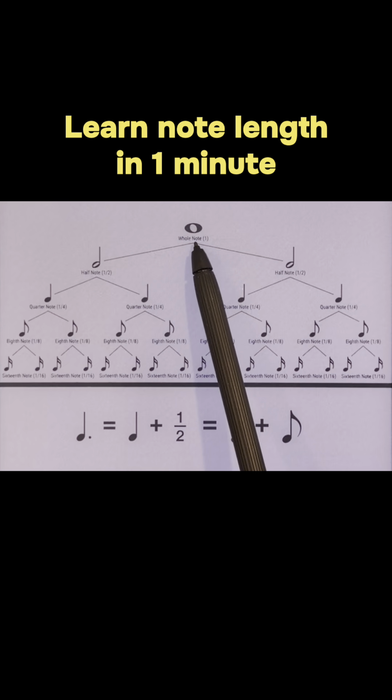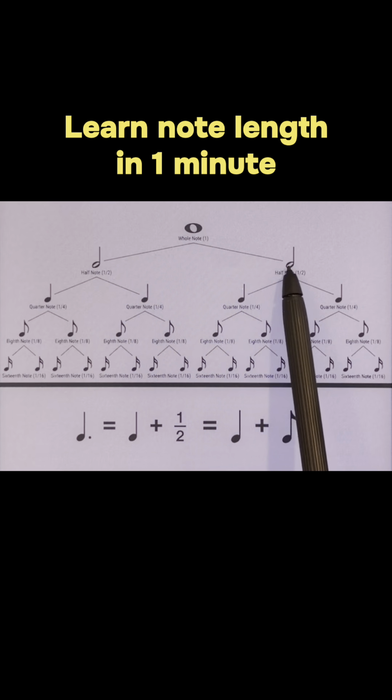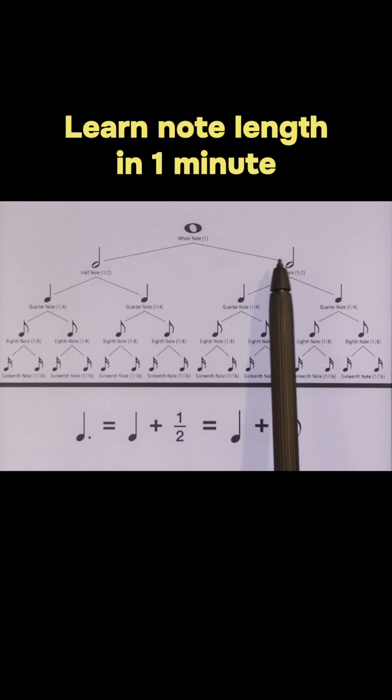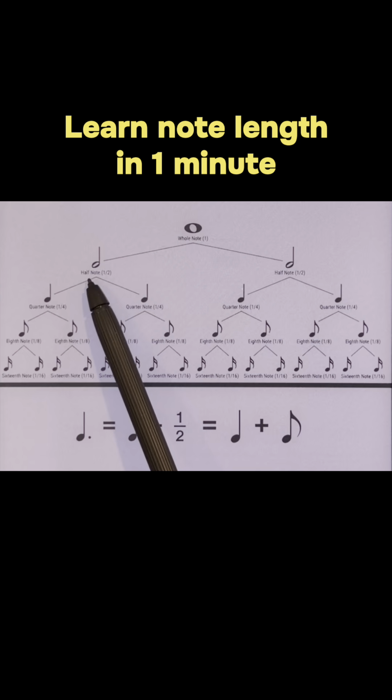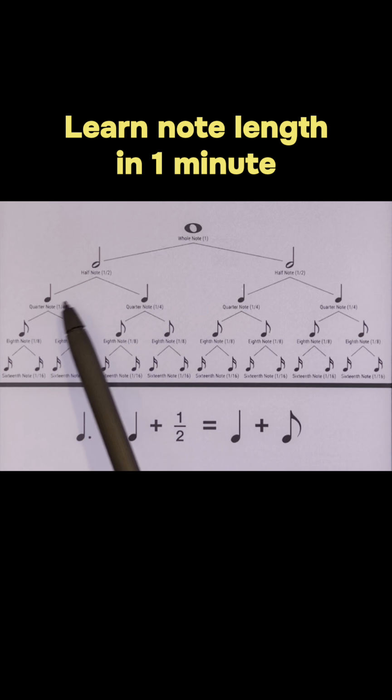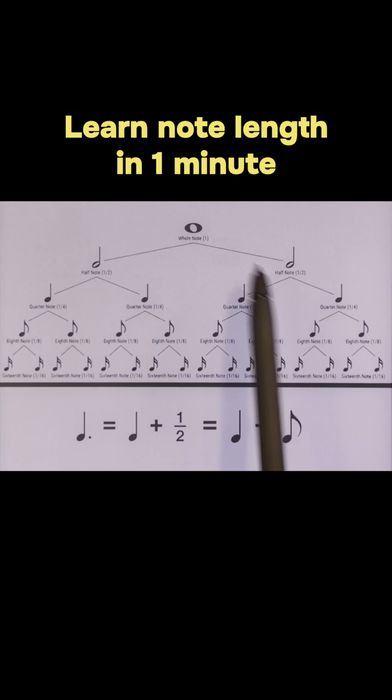Think of this as one full beat group, the biggest piece in this chart. Now watch what happens. If we split that whole note into two equal parts, we get two half notes. That's why it's called a half note. Two halves make one whole. Simple. Now split a half note in half again and you get quarter notes. Four quarter notes equal one whole note.